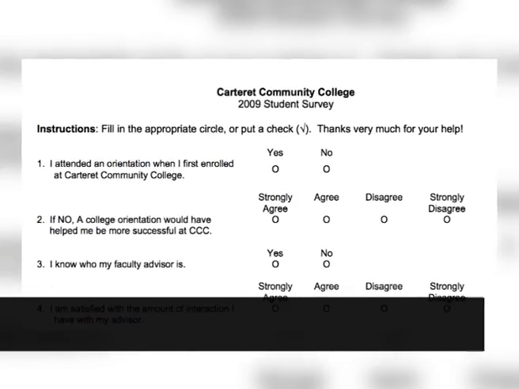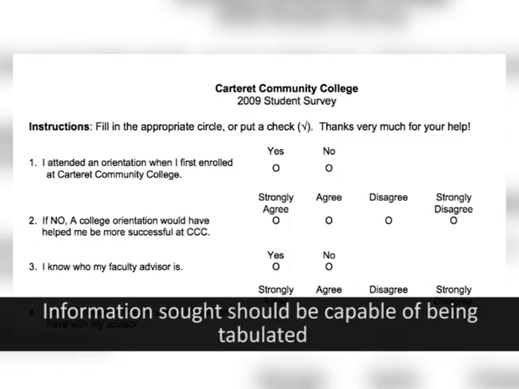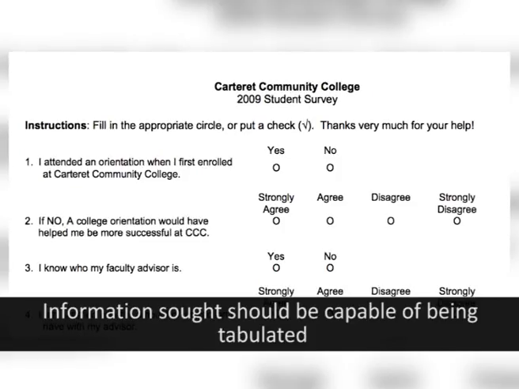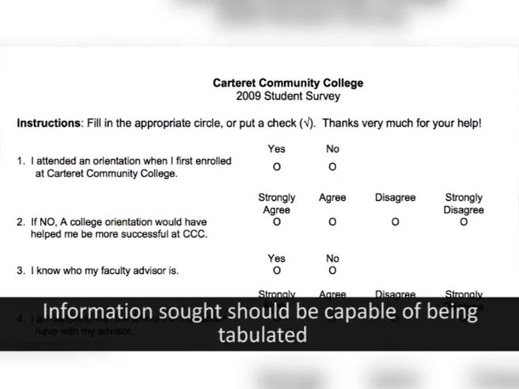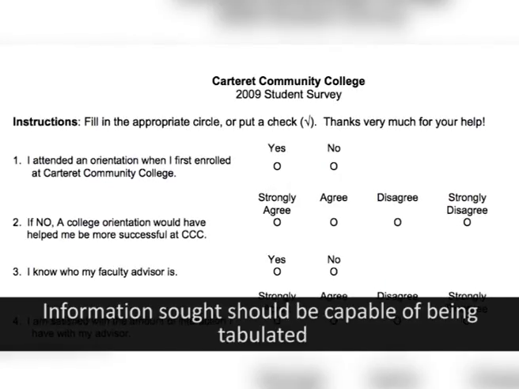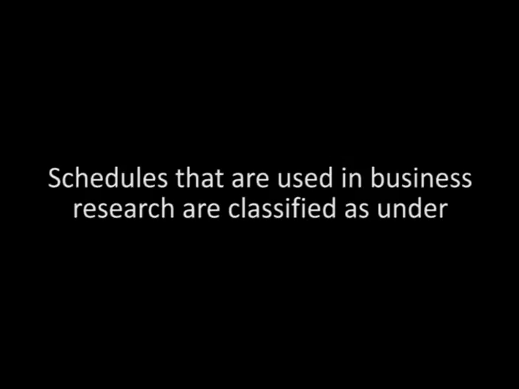Information sought should be capable of being tabulated. Questions of the schedule should be so framed that the information collected through them should be capable of being tabulated and, if needed, subject to statistical analysis. Types of schedule. Schedules that are used in business research are classified as under.